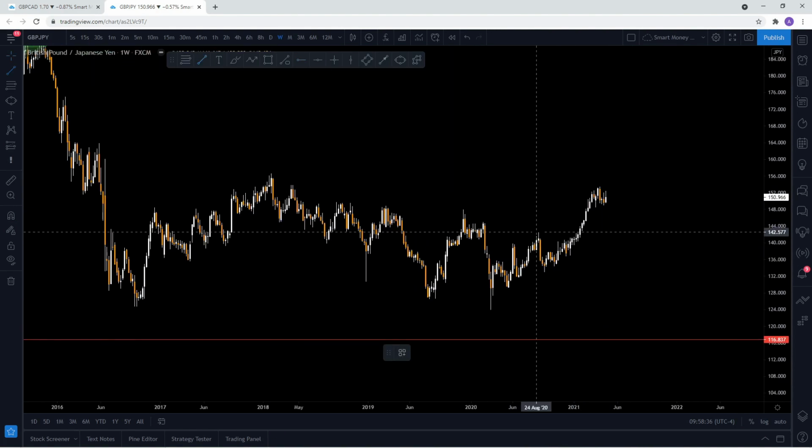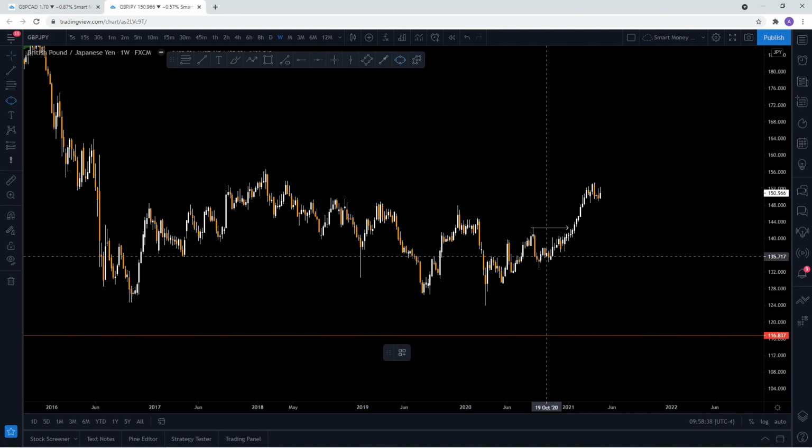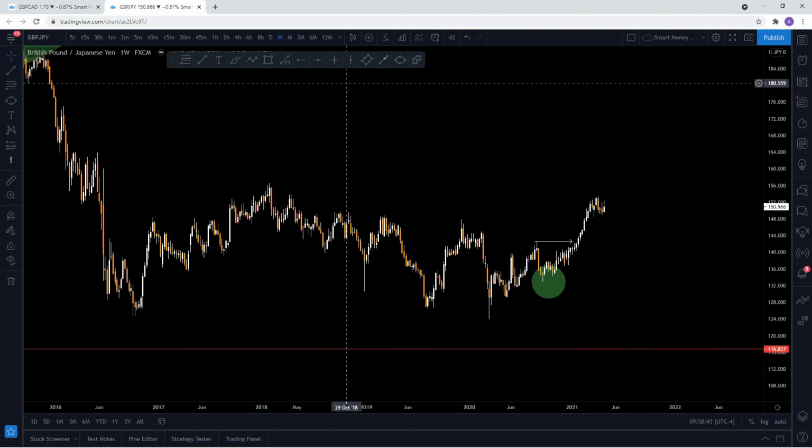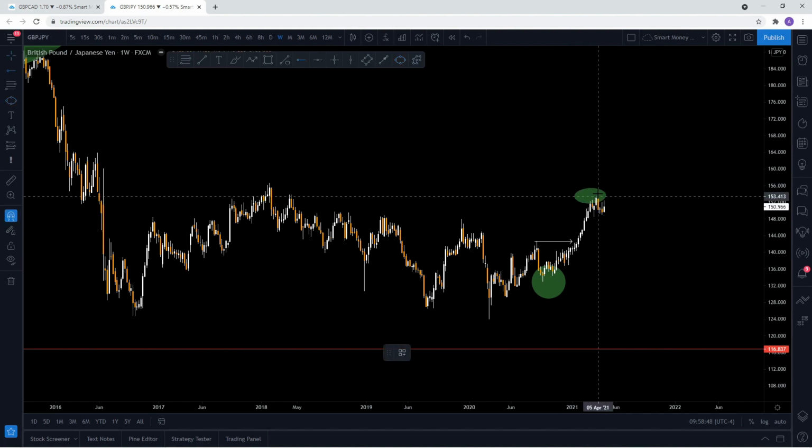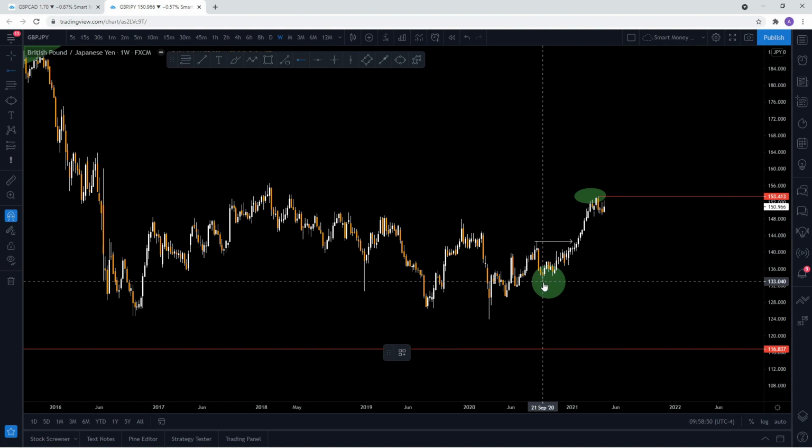Now going down into the weekly chart, we can see that the most recent breakout market structure happened up here. The origin of this breakout market structure on the weekly was down here, and the last high was this one. So that means that the weekly range is going to be from this high to this low down here.